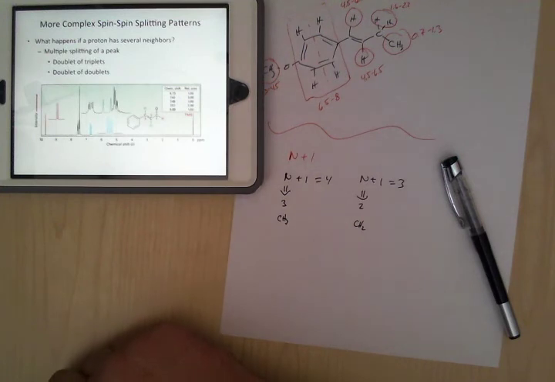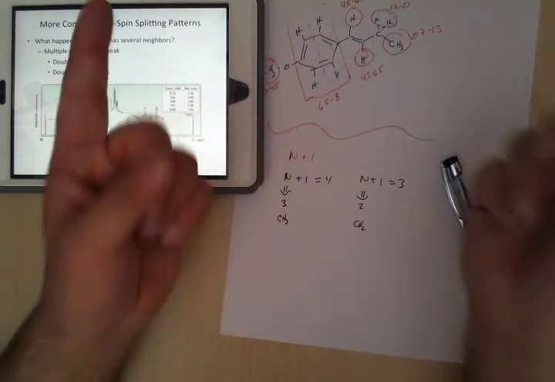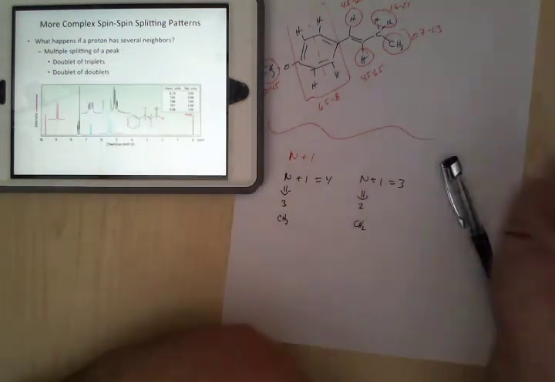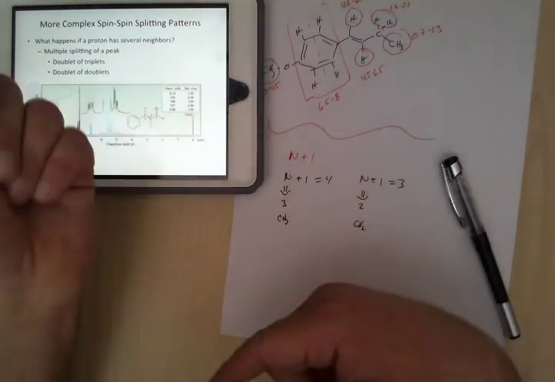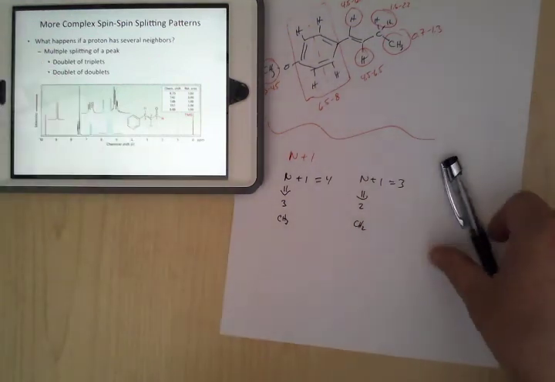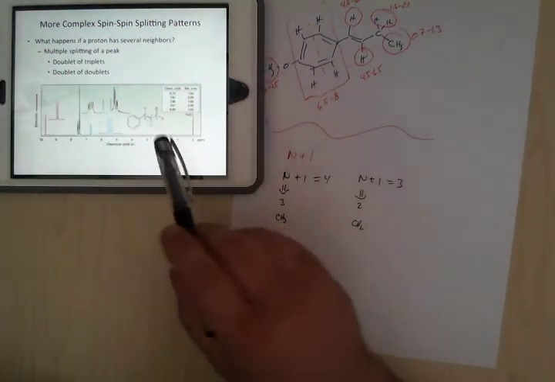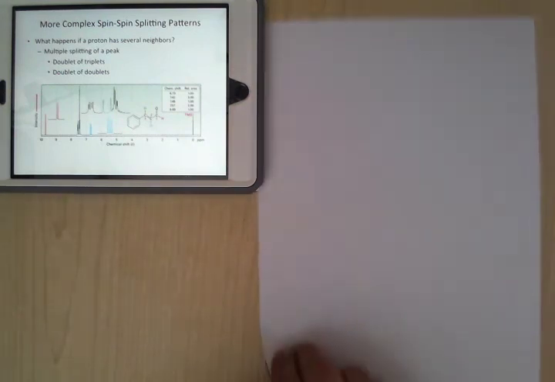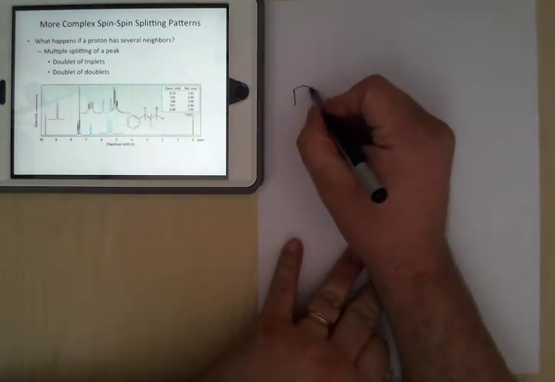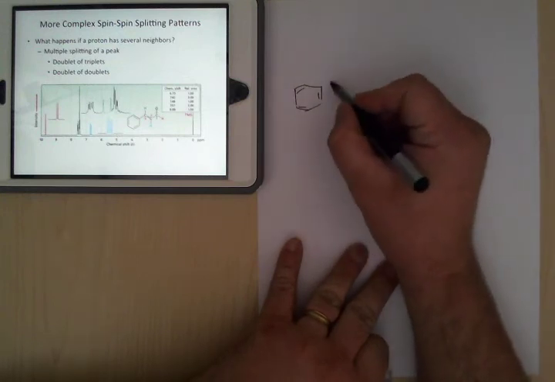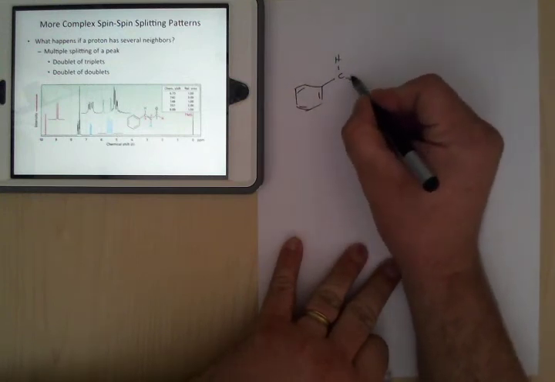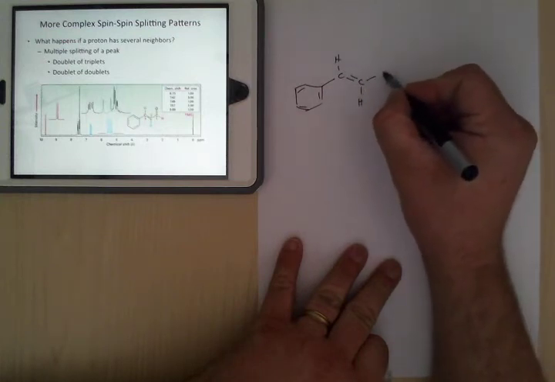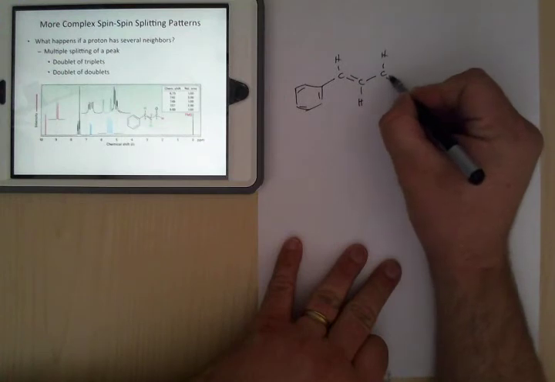Now, what happens if you have neighbors on both sides? One's going to split first, and the other's going to split those splits into more splits. So let's say you've got something like this. You have a benzene. I'm going to draw it like this so it's a little bit easier to see.